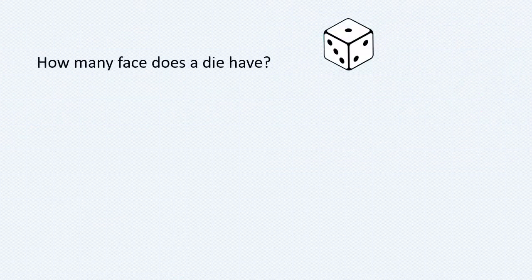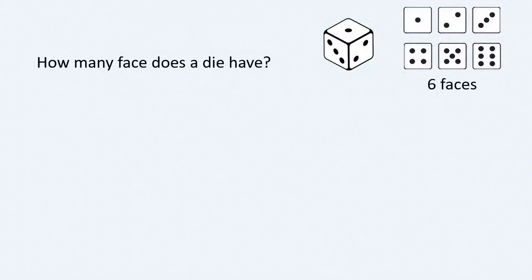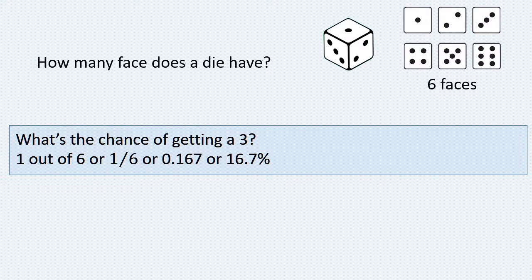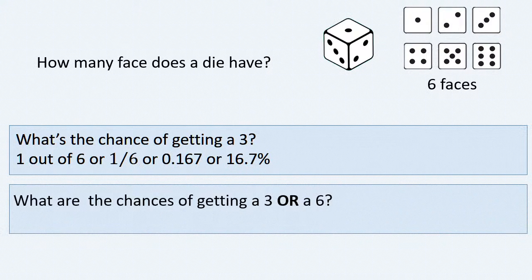Now, turning to a die, how many faces does a die have? Well, it has 6 faces. What's the chance of getting a 3? Well, it's just one of those 6 faces. So it is 1 out of 6 or 1 over 6. If we would like to present this in decimal form, it will be 0.167. Or in percentage form, it will be 16.7%.